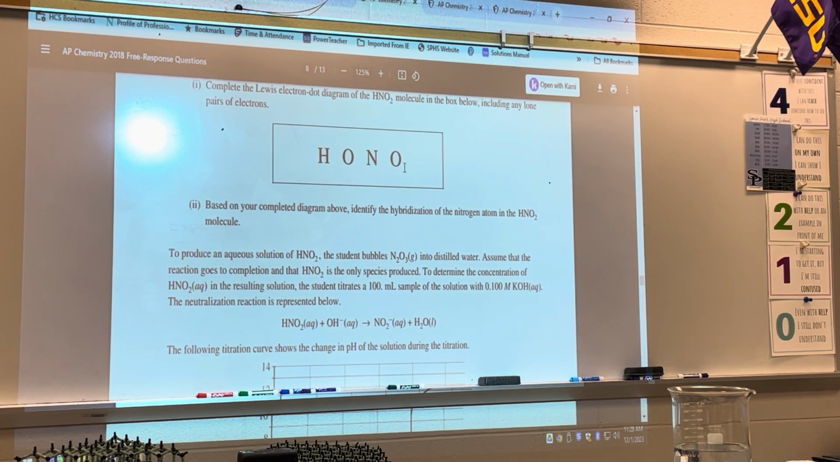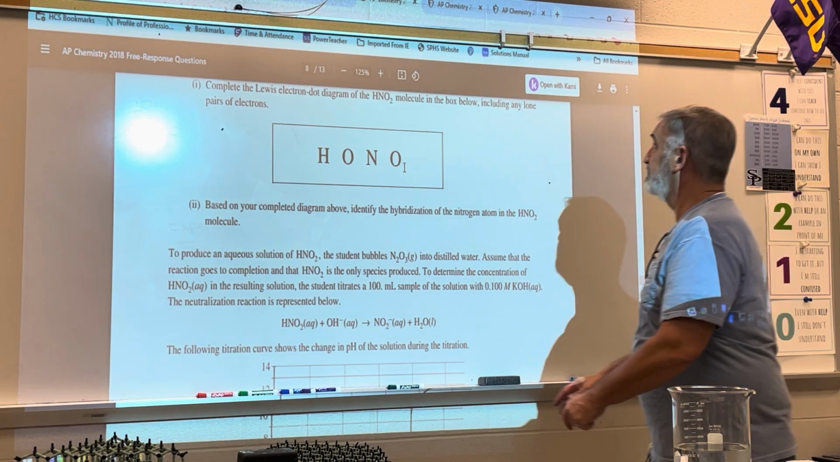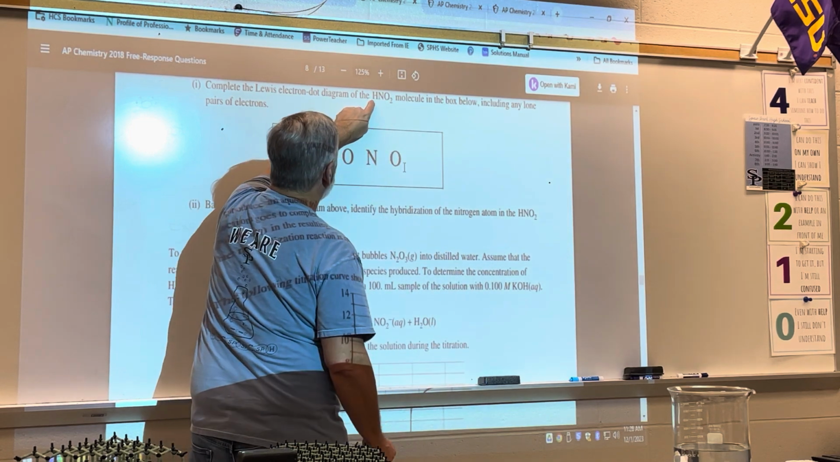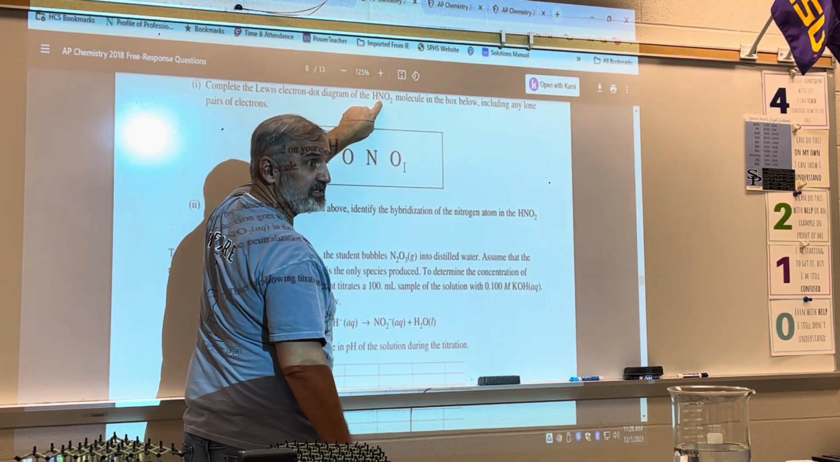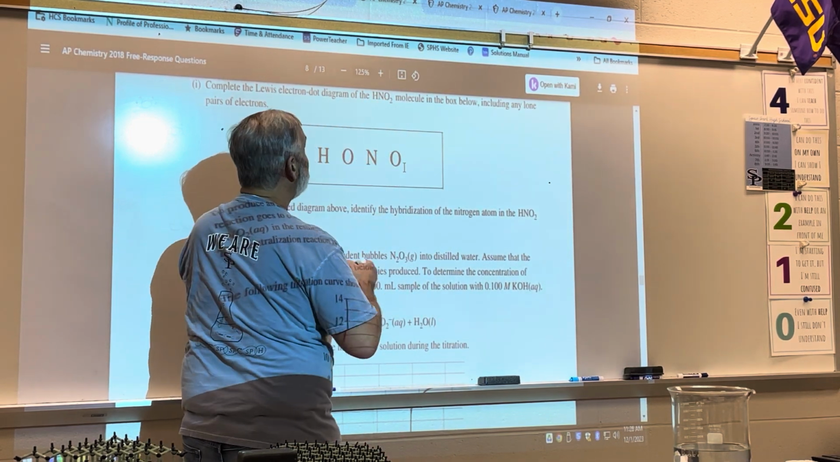Okay? The Lewis dot structure. What are the steps of drawing a Lewis dot structure? Count the valence electrons. 1 plus 5 makes 6, plus 12 makes 18.